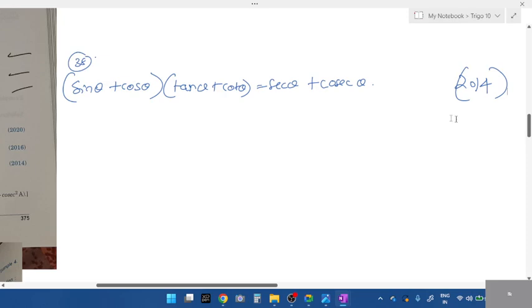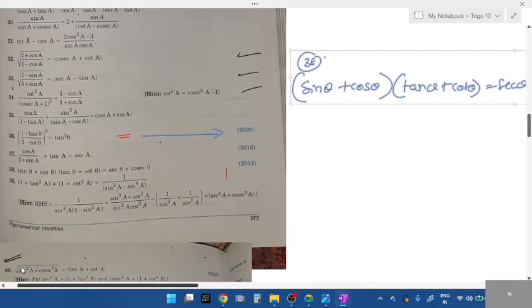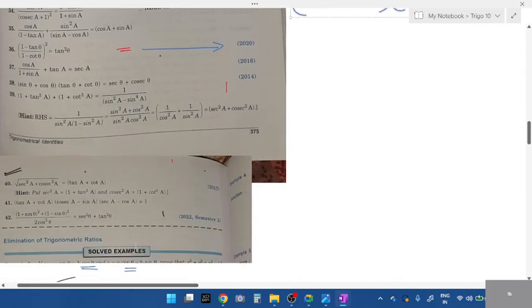Completed, done, all of you. Have you made a note? Keep sin theta cos theta as it is. Convert tan and cot. Take LCM, reciprocate, use the square relation, complete it. Next question. 14 is done. 40th question. We have another 2 questions.